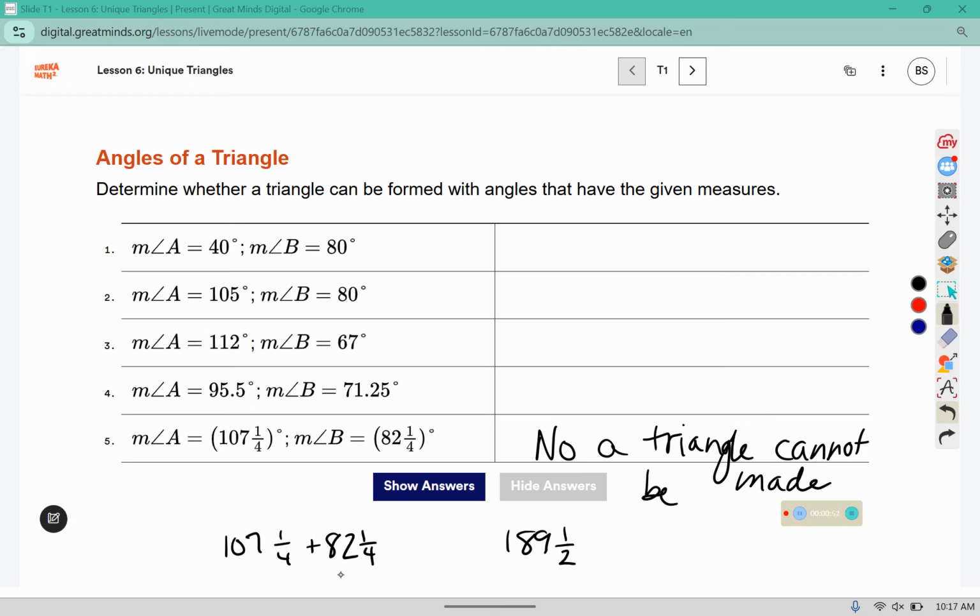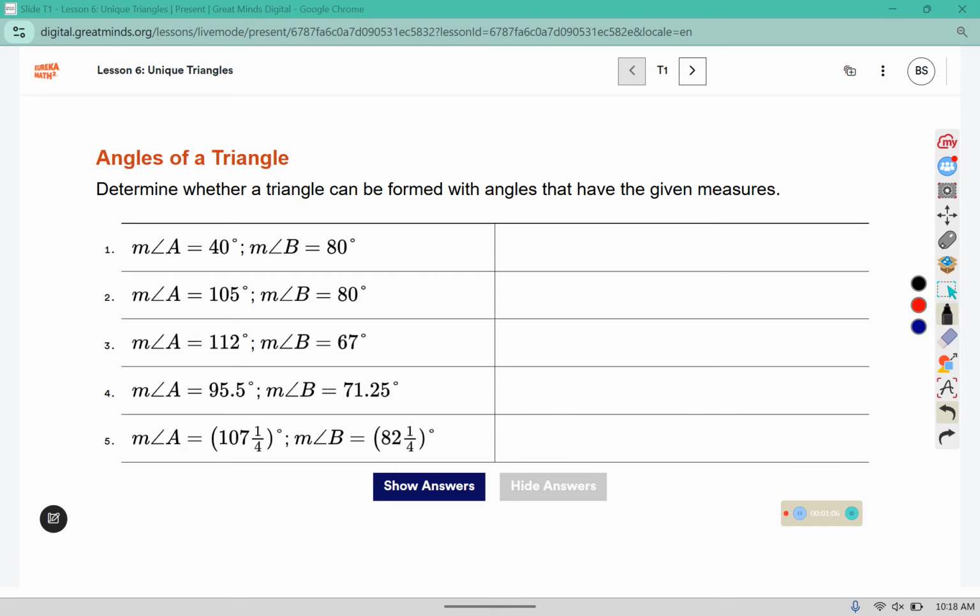The two of them combined have to be less than 180 to form a triangle. So you'll go through and add together these values and determine whether they are less than 180, and if they are, then it can make a triangle.